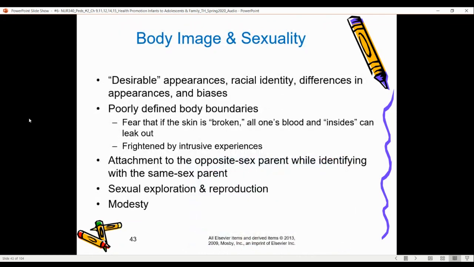For body image and sexuality at this point, they now start to understand desirable appearances. So again, going back to not using those descriptors like fat or skinny around kids, because they do start to pick up on that. They pick up body image from the world around them based on what people are wearing around them, those kinds of things. They do start to recognize racial identities at this age, especially towards the end of these years. They start to recognize different skin colors and that we have different backgrounds. Their biases will start coming out based on that and based on the world around them from the adults in their lives who are giving them more information about the world.